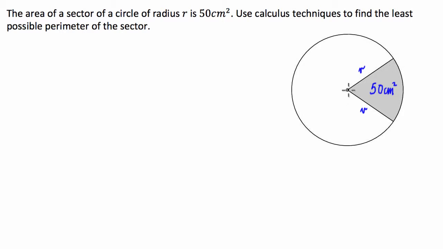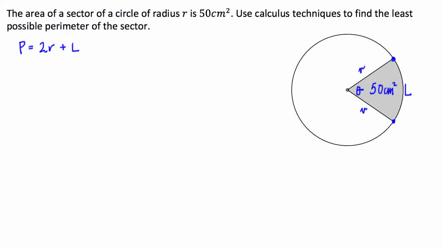Now the angle which subtends this sector, we're going to call theta, and we're going to call this arc, which is part of the perimeter from this point to this point, L. We've got a couple of equations to work out first before we can get an equation to solve for the least possible perimeter. First, the perimeter is equal to r plus r, so 2r plus L.